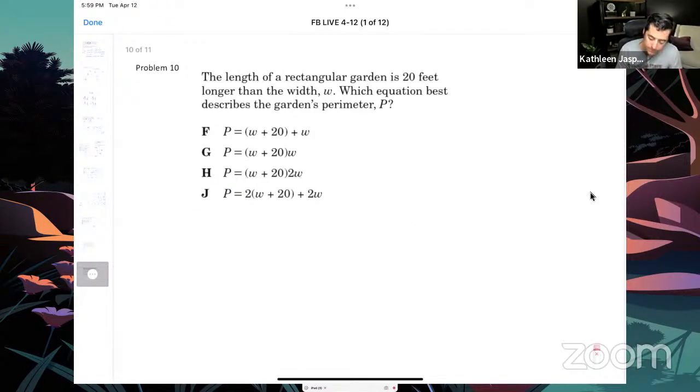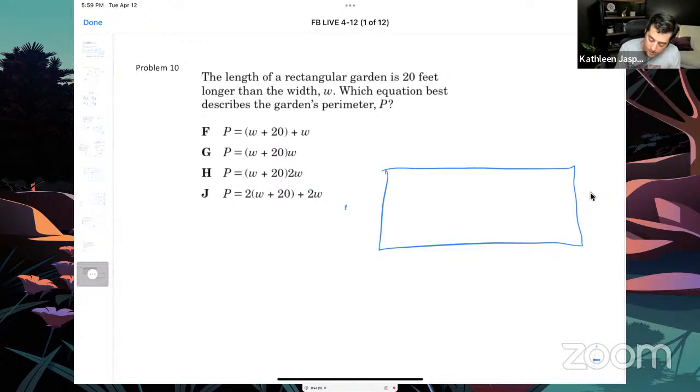And then finally, it says the length of a rectangular garden is 20 feet longer than the width. Which equation best describes the garden's perimeter, P? And then they give us these equations. Well, first we need to know, what is perimeter? Perimeter is when we add all sides. If we have a rectangular garden and we're doing this all in our head, listen, draw a picture. Always draw a picture. Okay.